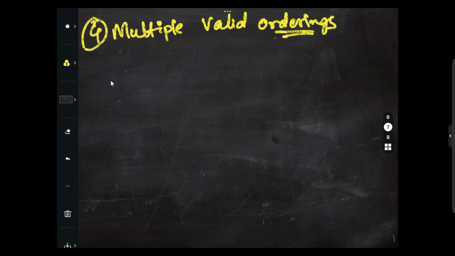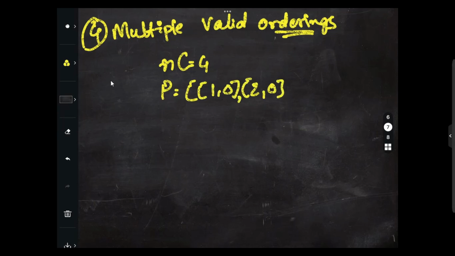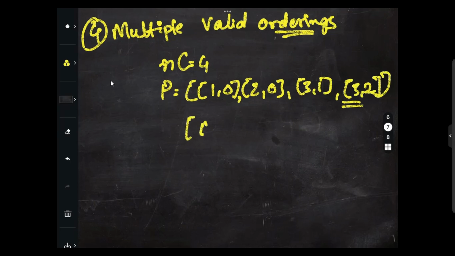This is fine. So input, let me consider number of courses 4. Let me consider here multiple valid orderings, right? So prerequisites, let me consider here [1, 0], [2, 0], [3, 1], and finally [3, 2]. This is fine. So output will be here in this case 0, 1, 2, 3 or 0, 2, 1, 3. The same thing that they have mentioned in the question.